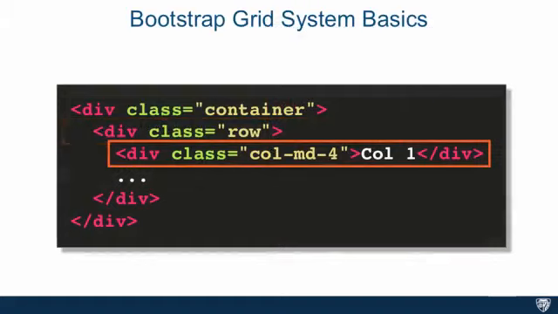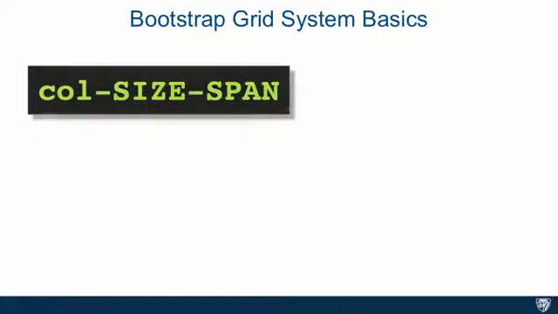You've seen this type of column class definition in our lecture on responsive design before. So in terms of how Bootstrap defines it, let's go ahead and take it apart. Every Bootstrap column class is defined using this template: col for column, dash size, and then dash span. Let's go over the two components of this template. First of all, the size.